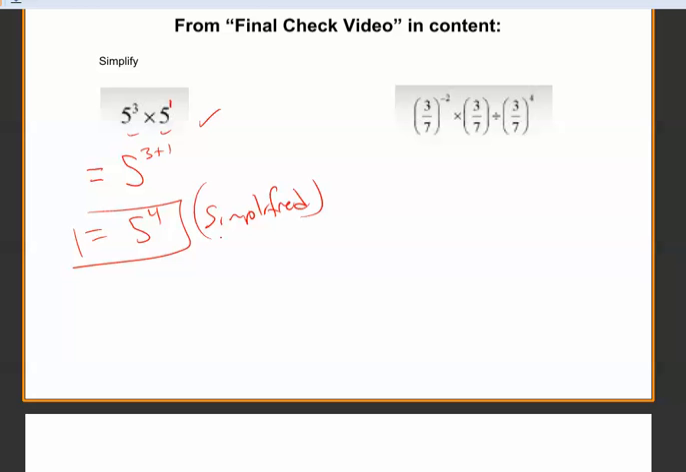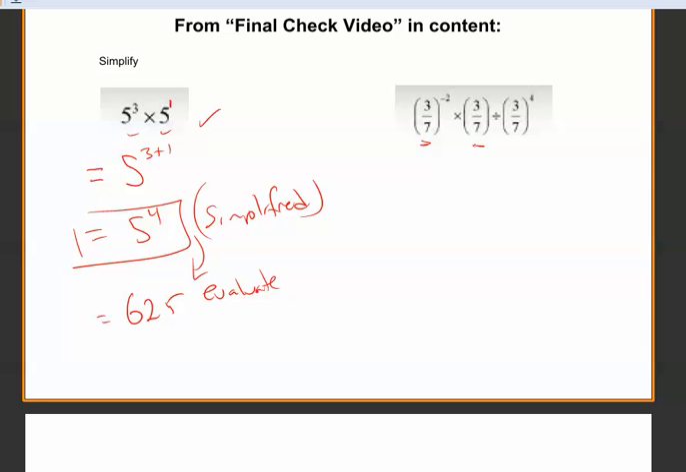If you wanted to evaluate, which this question didn't ask, you'd say, okay, what's 5 to the power 4? 5 times 5 times 5 times 5 is, oops, I can't think of it off the top of my head right now, 625. Okay, that would be evaluate. That's the two differences. Okay, so let's check this one.